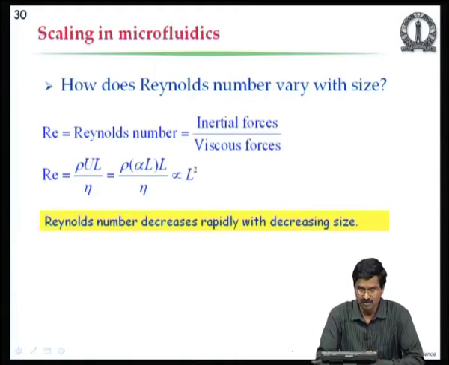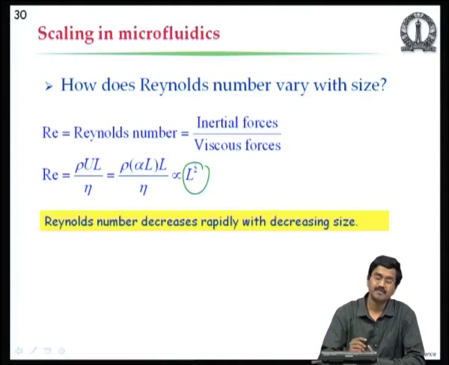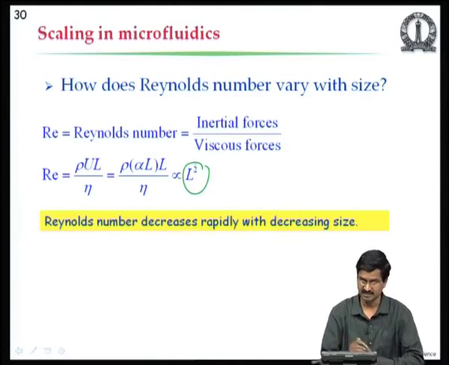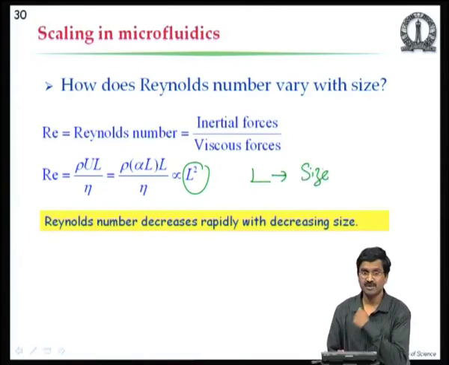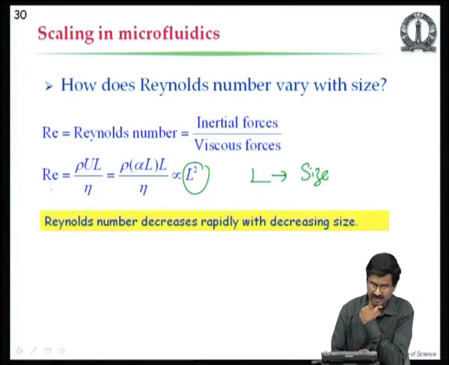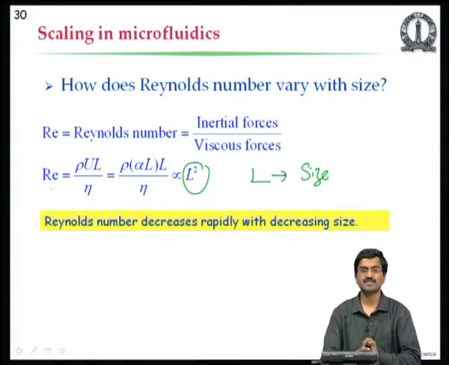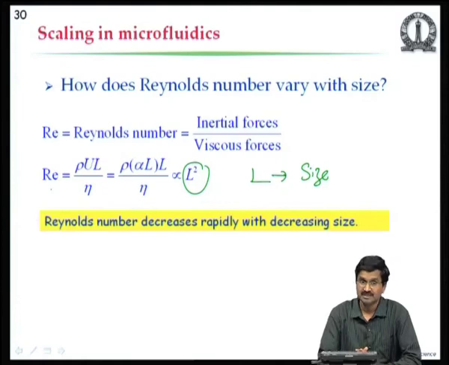It is the ratio of the inertia forces to the viscous forces, and that is proportional to L square, meaning that if L is small, the size. So, again remember that L refers to size. If L is small, for small sizes Reynolds number is going to be extremely small. One consequence of Reynolds number being small is that turbulence does not occur.